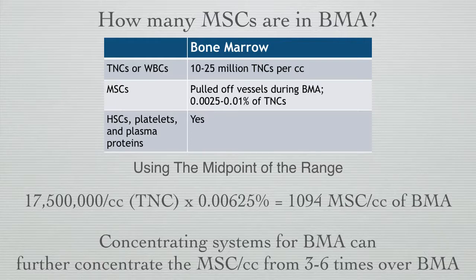Virtually every company in the United States that sells a commercial system for bone marrow aspirate and bone marrow concentrate has a system that can further concentrate the mesenchymal stem cell count from 3 to 6 times over the baseline bone marrow aspirate count. So what that means is we can go from 1,100 mesenchymal stem cells per cc to somewhere in the 3,000 to even 6,000 or 7,000 MSC per cc range after concentrating the bone marrow aspirate and making bone marrow concentrate.